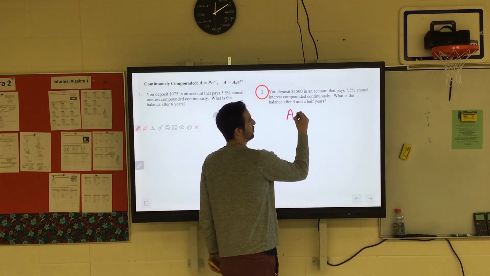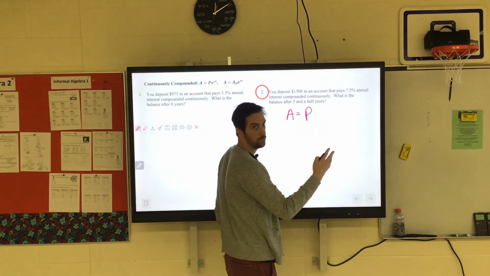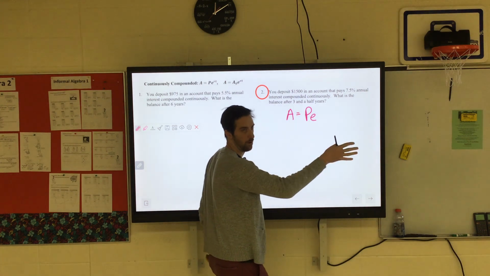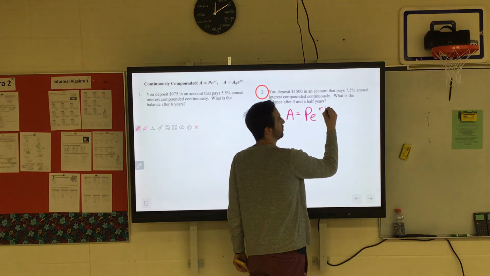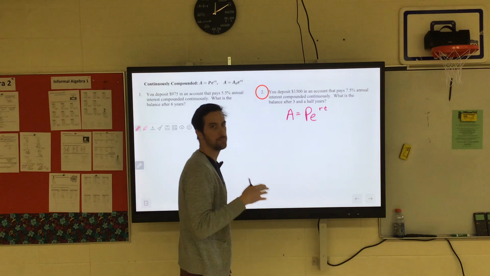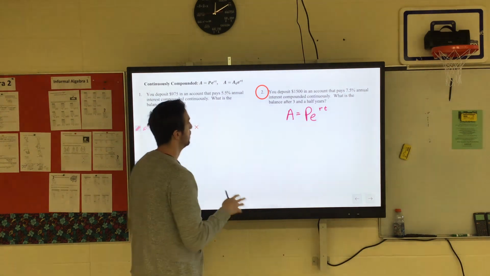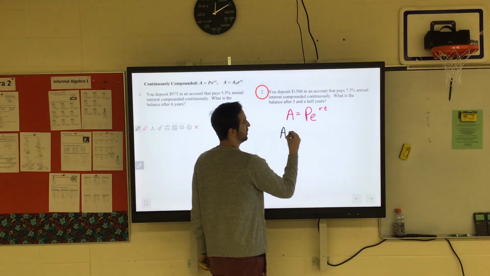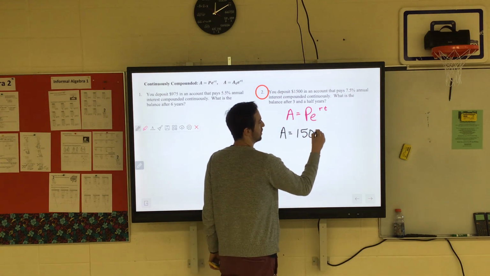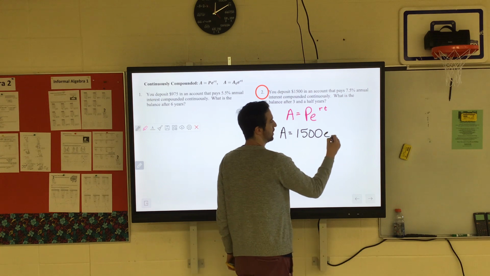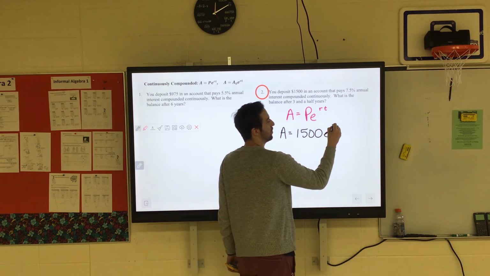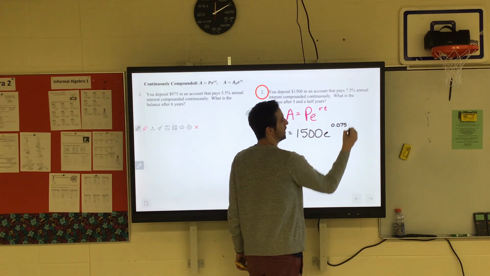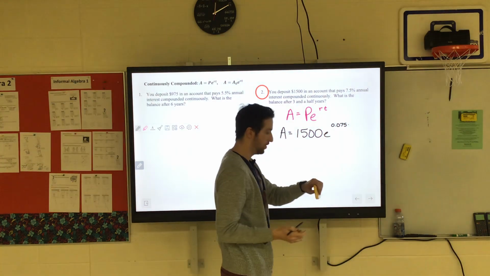Remember that P is your principal, it's the amount you put into the account. E is just a constant, it's 2.71 and so on. And then R is your rate, your percentage, times the time, which is the number of years. So if we are checking here, I see the $1,500, that's our initial amount, so that'll replace the P. Then we got the E. The rate is 7.5%. In decimal form, that's 0.075. And we multiply it by the number of years, which in this case is 3.5.